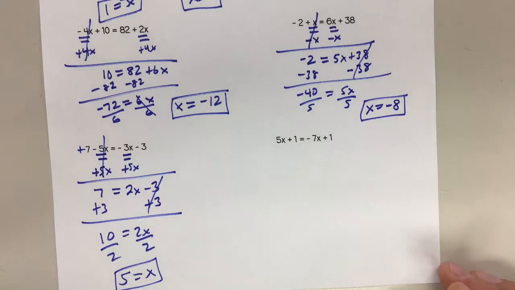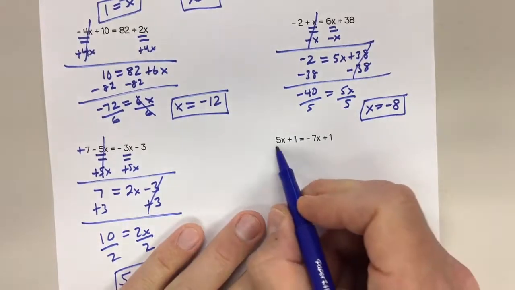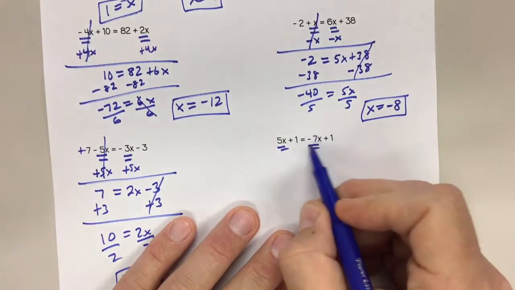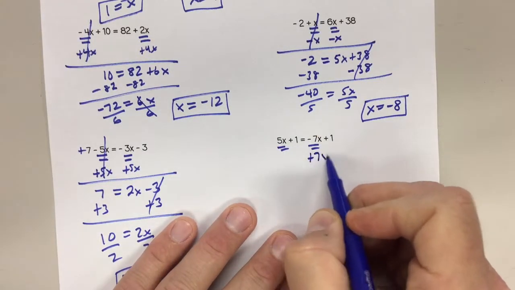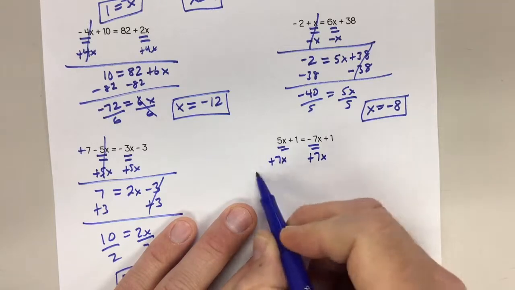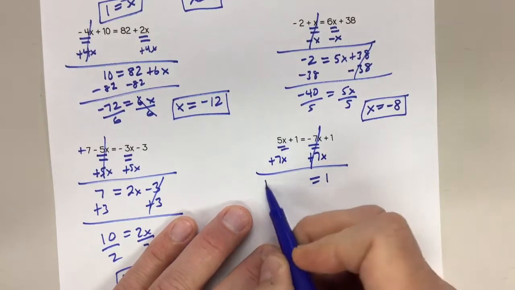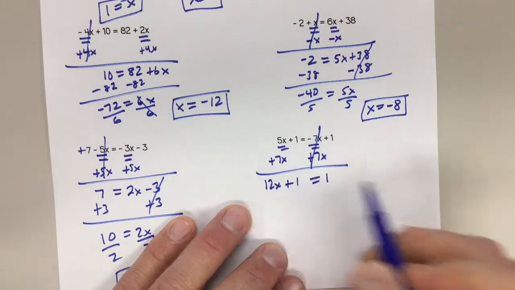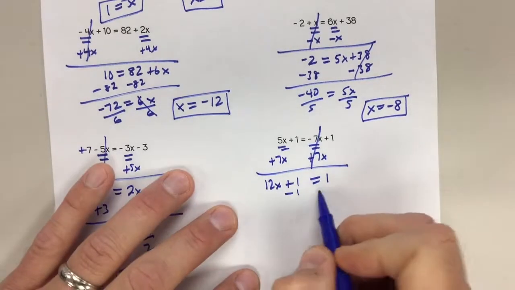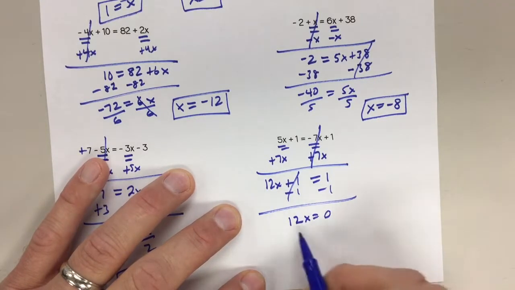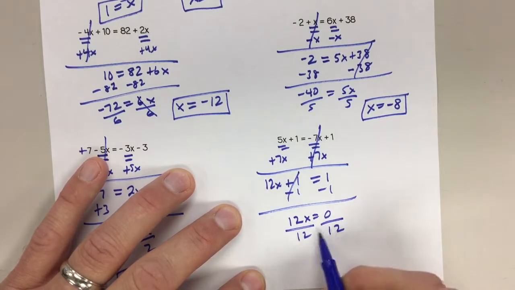Now for the last example, my two terms are negative 5x and negative 7x. So negative 7 is smaller than negative 5. So I'm going to move that term over by addition. I just have a 1 left over on this side. This side is 12x plus 1. I'm going to subtract 1 from both sides. I get 12x equals 0. Divide both sides by 12.